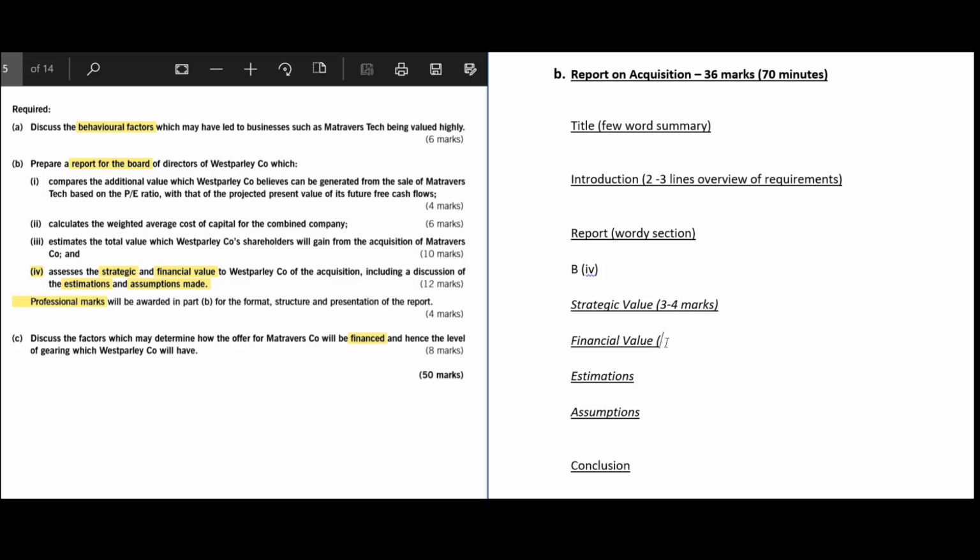The financial value was 2 to 3 marks. You then had 3 to 4 for your estimations, and you had 3 to 4 for your assumptions as well. So the mark scheme very much mirrored the question in that it was broken down into these 4 little bits. And as I said, you probably just want to label that this is the section that you're answering. So yeah, use the questions to your advantage.